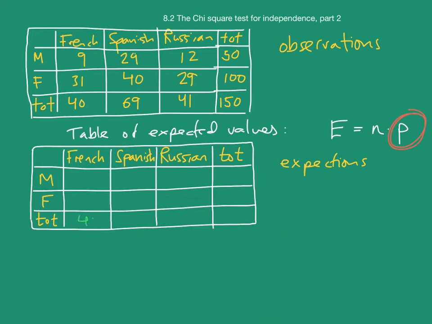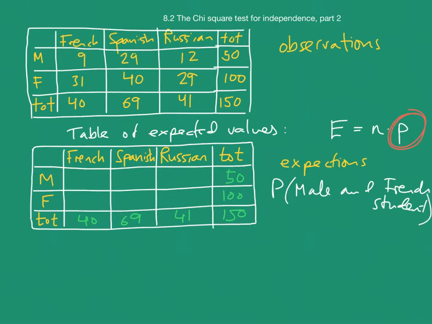Let's say you don't know the details of the survey. You only know the totals here of males and females and French, Spanish, and Russian students. So what would the probability be of a random person picked out here being both male and French student?